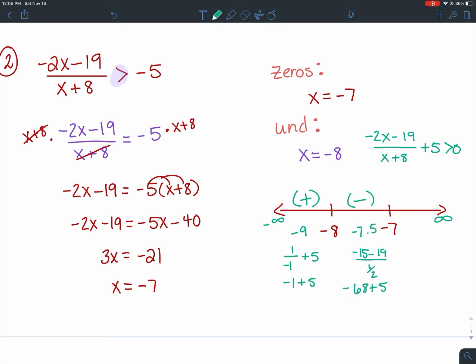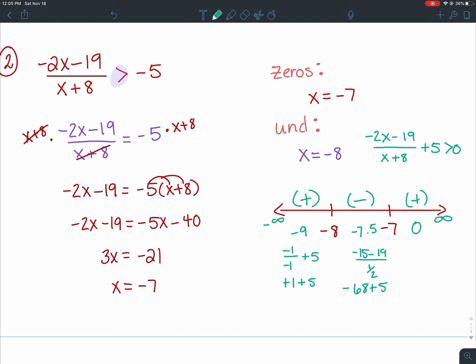All right, okay. So did that affect the first section though? Let me see. Negative 2 times negative 9 minus 19 is negative 1, which was positive 1. So it didn't change that first section. All right, we're good to go. And then I'm going to pick 0 for this last number. Anytime I can pick 0, I'm going to pick 0. So I get negative 19 divided by 8, which is negative 2.375. If I add 5, that is going to be a positive number.